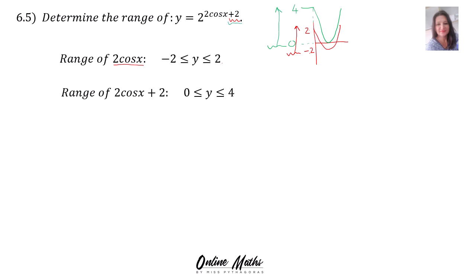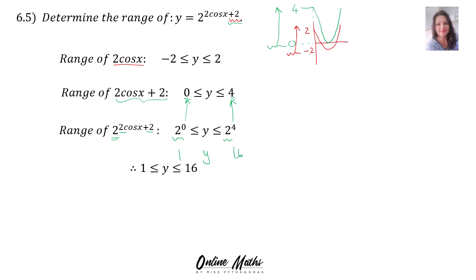But now the range of 2 to the power of 2 cos x plus 2. So this range was 0 and 4, but it's raised to the power of 2. So you say 2 to the 0 and 2 to the 4. Anything to the 0 is 1, and 2 to the 4 is 16. So therefore, the range for that thing will be from 1 up to 16. Not a nice question.